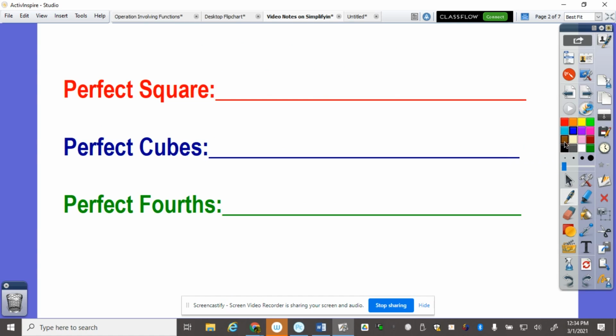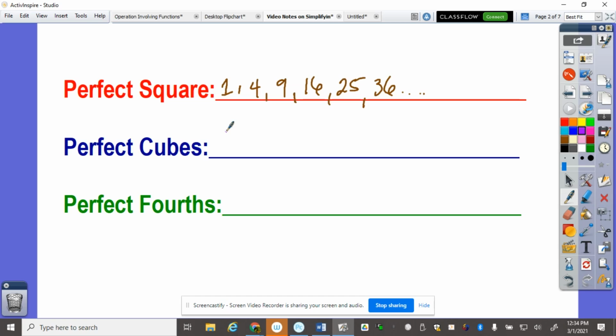So before we simplify radicals, what are the perfect squares? The perfect squares are like 1 times 1 is 1, 2 times 2 is 4, 3 times 3 is 9, 4 times 4 is 16, 5 times 5 is 25, 6 times 6 is 36, and so on and so forth. When you say cubes, these are the numbers that you multiply 3 times.